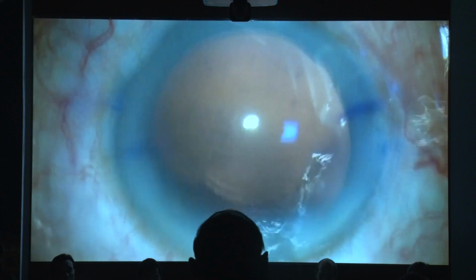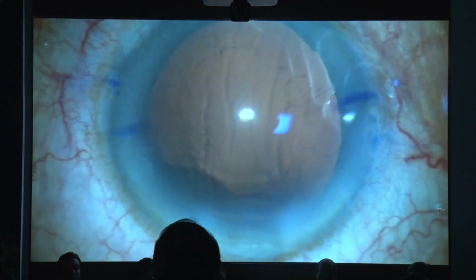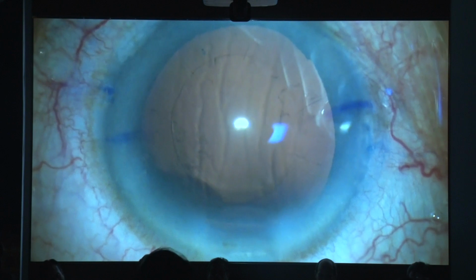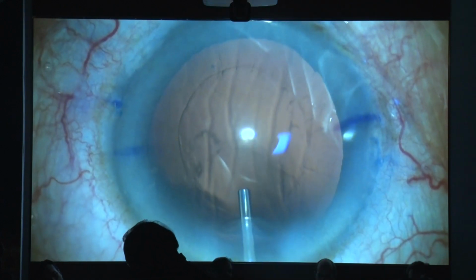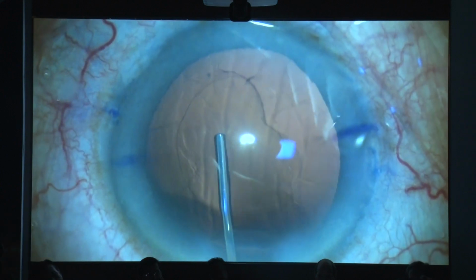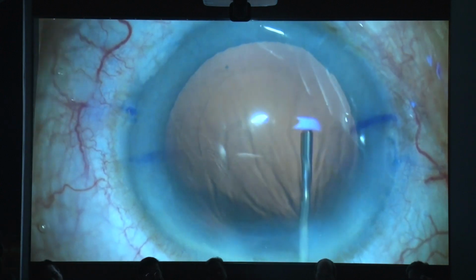When the cannula exits the eye, note the forward bulging of the lax posterior capsule along with the appearance of fine radial lines, which is the PC radial sign. These disappear as the capsular bag is inflated with an OVD.